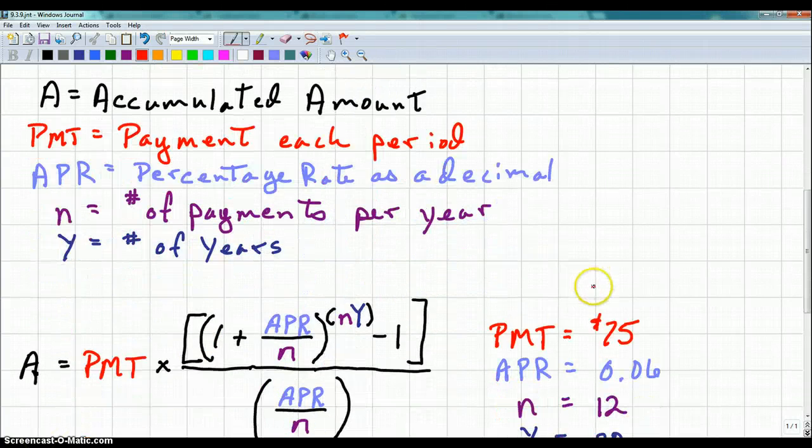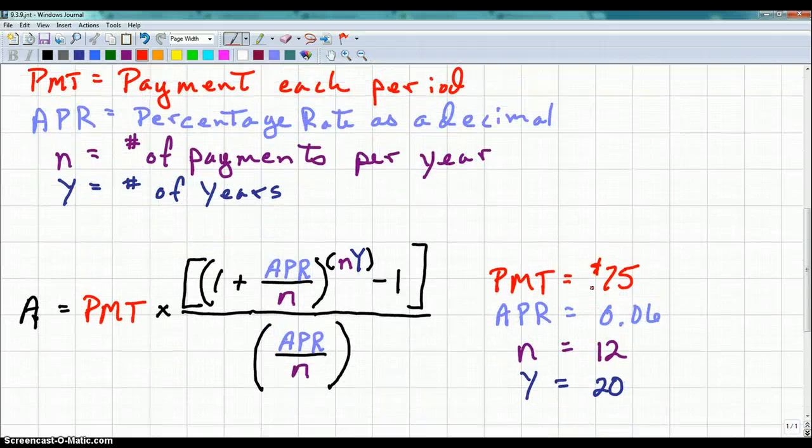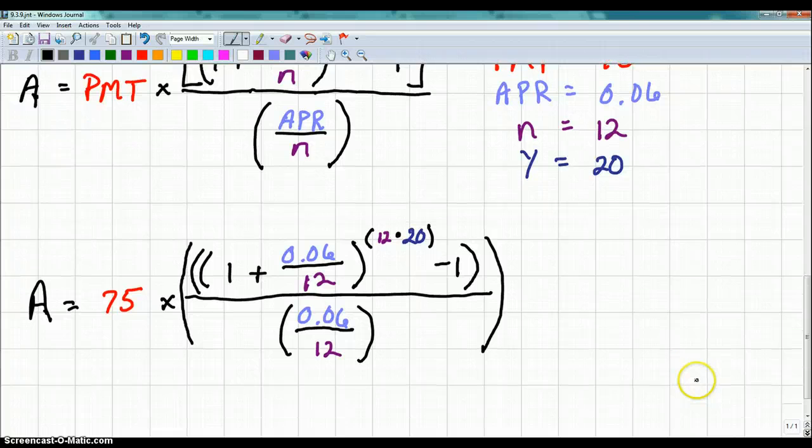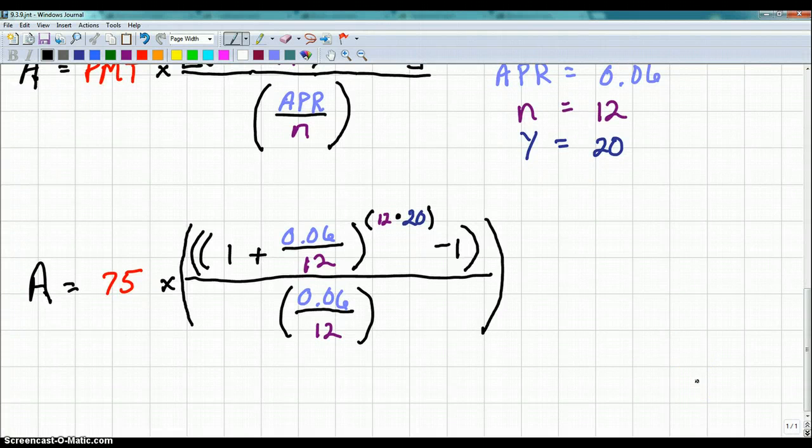Alright, so what I'm going to do is show exactly what we're going to do here. I've got the formula rewritten, and I've got values for each one of the variables. PMT is $75. APR is going to be 0.06 because that's 6% as a decimal. N is equal to 12 since we are making that $75 payment on a monthly basis. And Y is going to be 20 since that is how long we want to make payments into this account and to accumulate value.